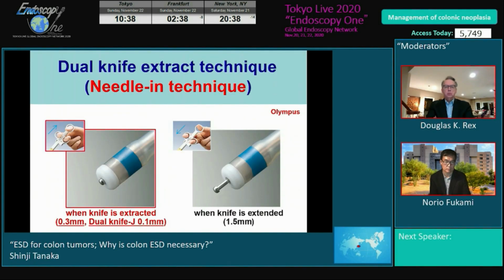Next, I introduce the needling technique of dual knife. As for dual knife, even in needle-in state, we can dissect submucosal layer and effectively stop bleeding from small vessels. Because as for the dual knife, even in needle-in state, the knife tip is a little extended from the knife tube tip, 0.1 to 0.3 millimeter. This point is completely different from the flash knife.